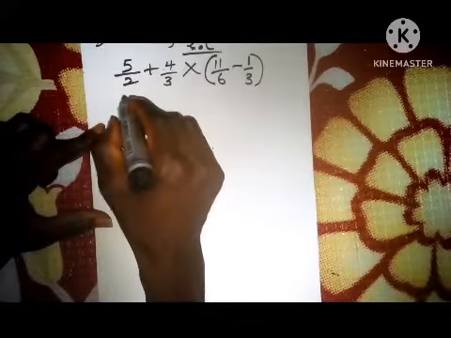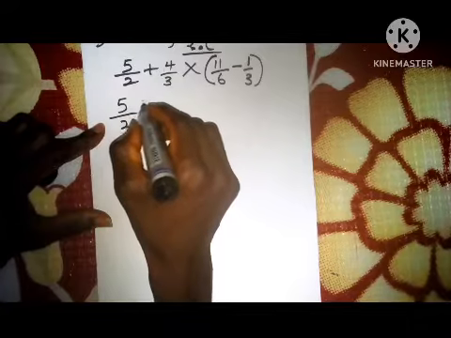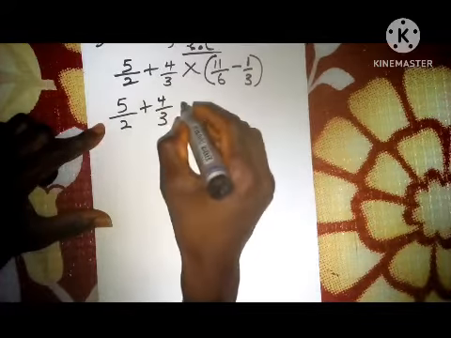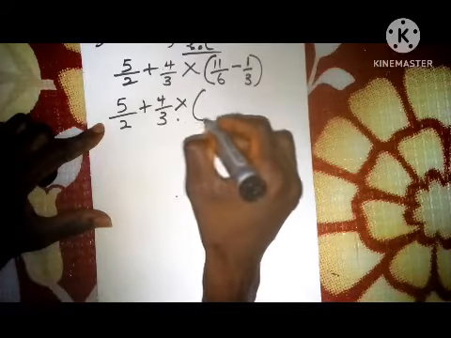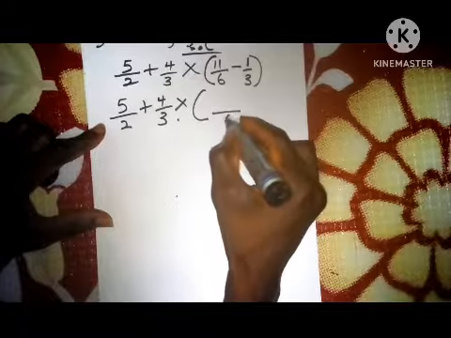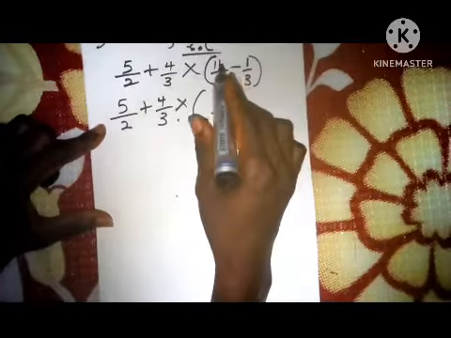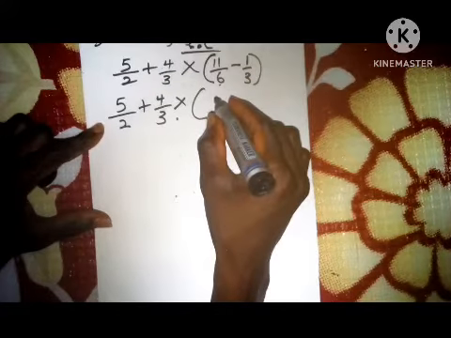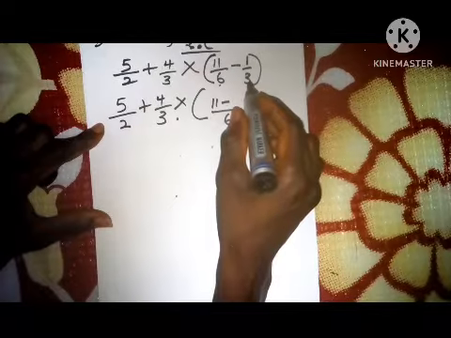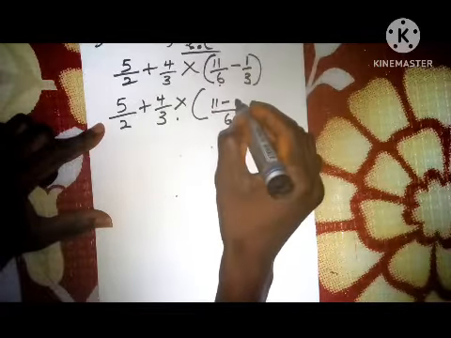We have 5 over 2 plus 4 over 3 times bracket open. You work with the bracket first. LCM. What's our LCM? 6. 6 in this is what? Will give us what? 1. 1 times this will give us what? 11 minus 3 in 6 will give us what? 2. 2 times 1 will give us 2.